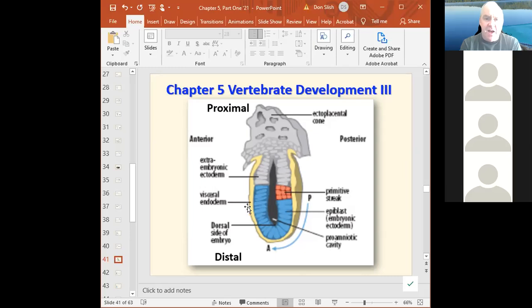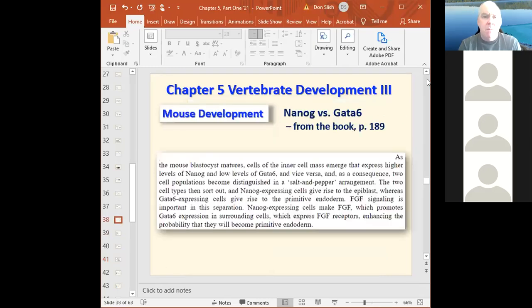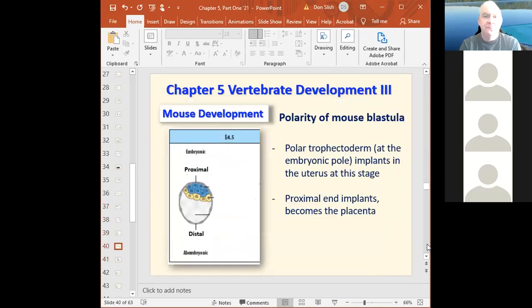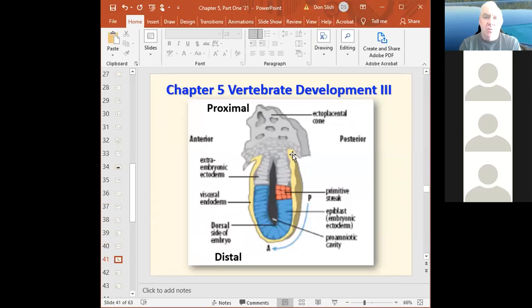On the outside of that, encasing the whole thing, is that visceral endoderm I talked about. Those are the Nanog expressing cells. Let me make sure I didn't get that wrong. Nope, they're the GATA6 expressing cells. Sorry about that. Okay, so this is your primitive endoderm. No, I'm sorry, visceral endoderm. Visceral endoderm, it's right there.